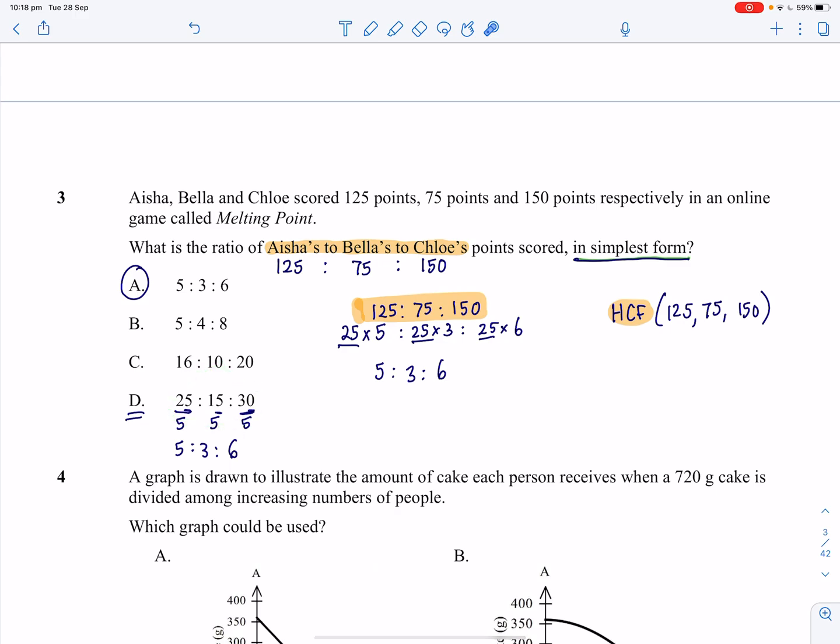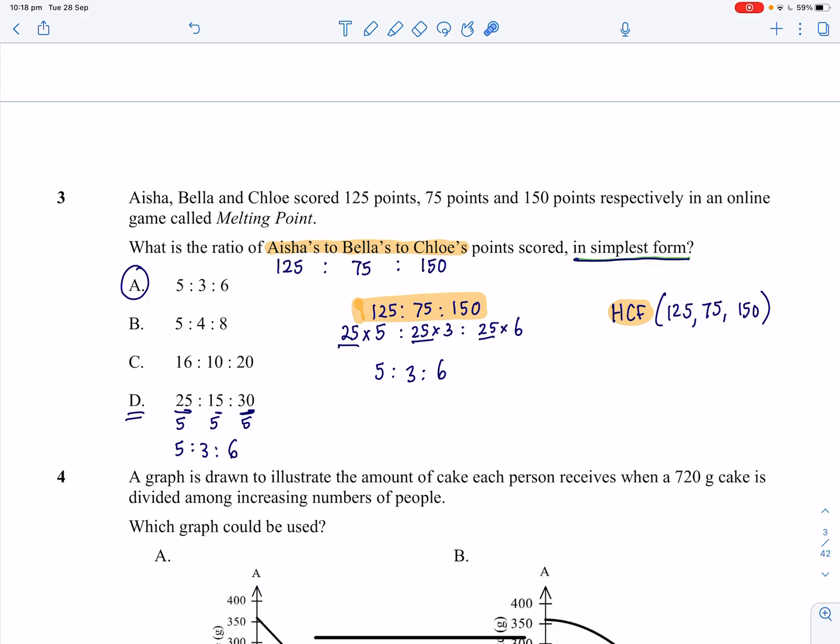If you left it at that and answered D, then you haven't answered it in its simplest form. Simplest form means you cannot divide it any further. 25, 15 and 30 can be divided by 5 to still produce a whole number answer. So we need to do that again. We needed to divide by 5 a second time round.